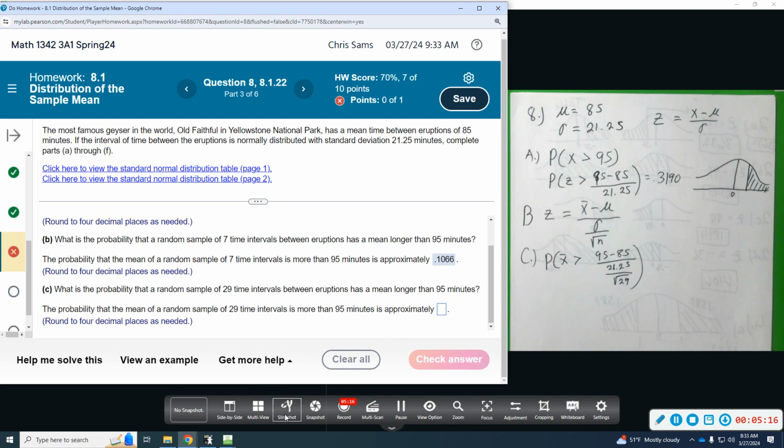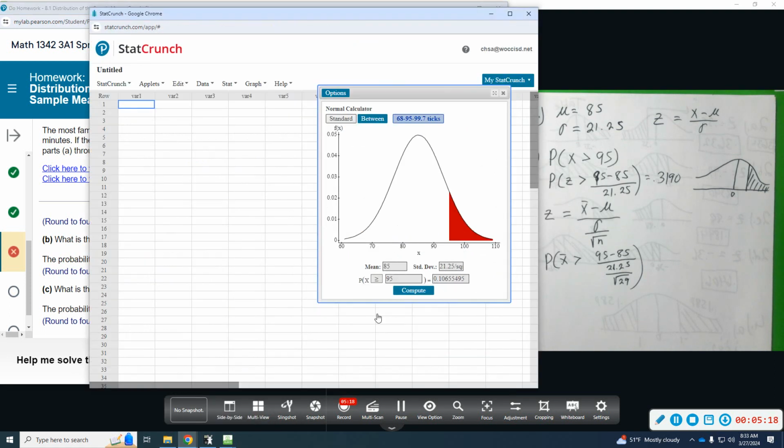So again, in StatCrunch, the thing we're going to change is our sample size. So over here where we have 7, we're going to change that to 29. Okay, so the probability that the mean of 29 is going to be greater than 95 is 0.0056, and that will not round up. 0.0056.